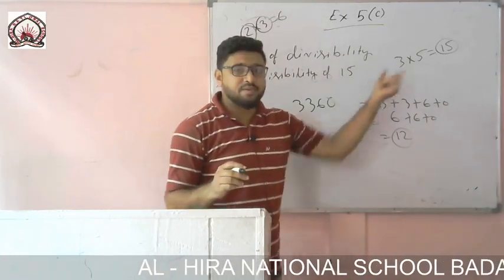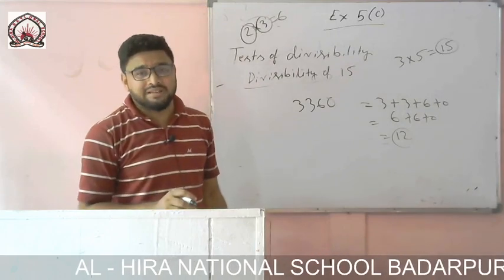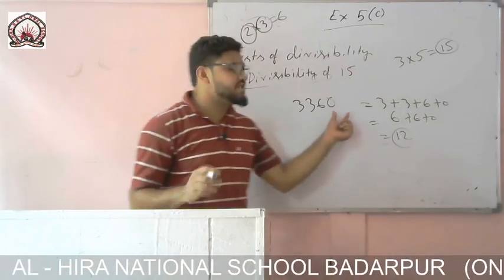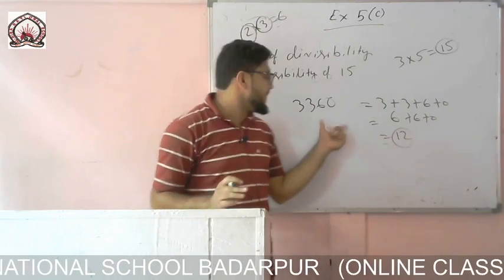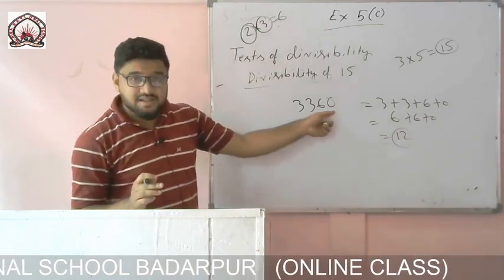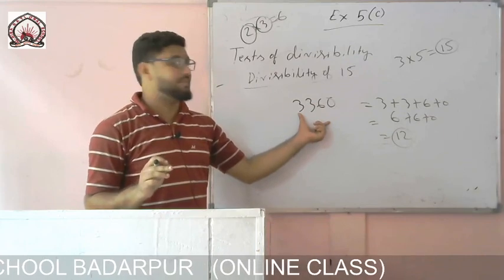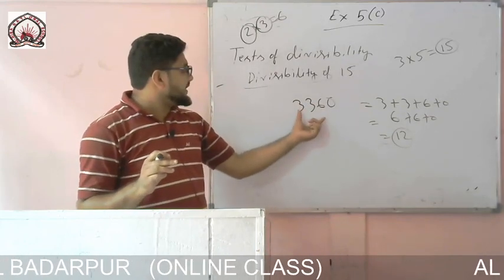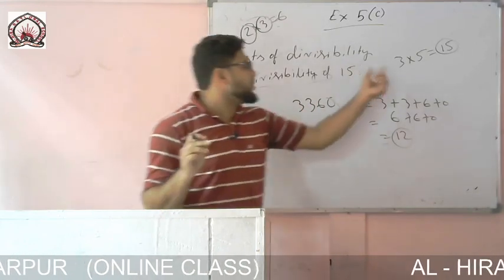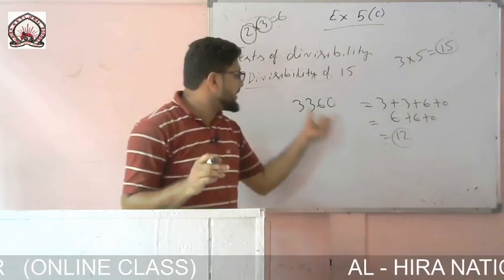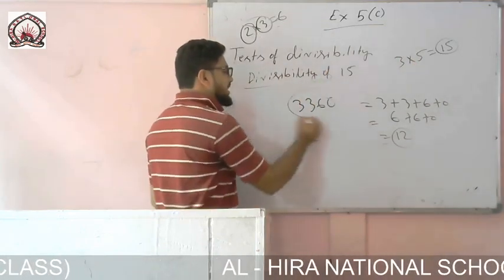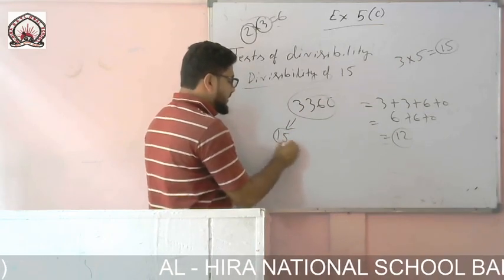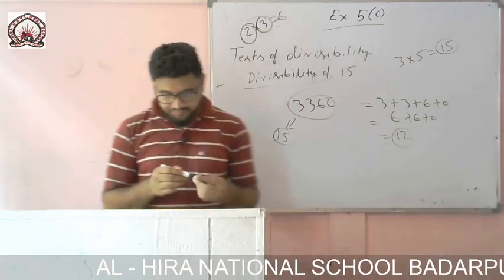Again 5. So we know that if in the unit place 0 or 5 is there, then the whole number is divisible by 5. So in the unit place 0 is there, so the whole number is divisible by 5. That means 3360 is divisible by both 3 and 5. That means the whole number is divisible by 15. Okay. Then the whole number is divisible by 15. Understood?